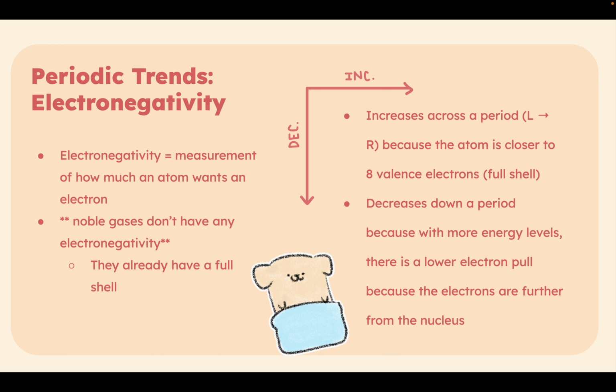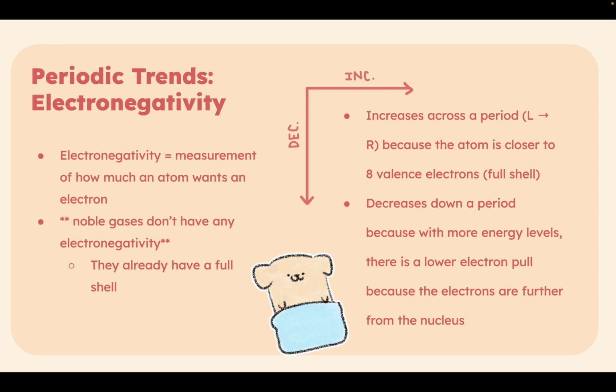Then there's electronegativity. Electronegativity is defined as the measurement of how much an atom wants an electron. The exception is that noble gases don't have any electronegativity since they already have a full shell. And this is one reason why noble gases are known as the most stable of elements.